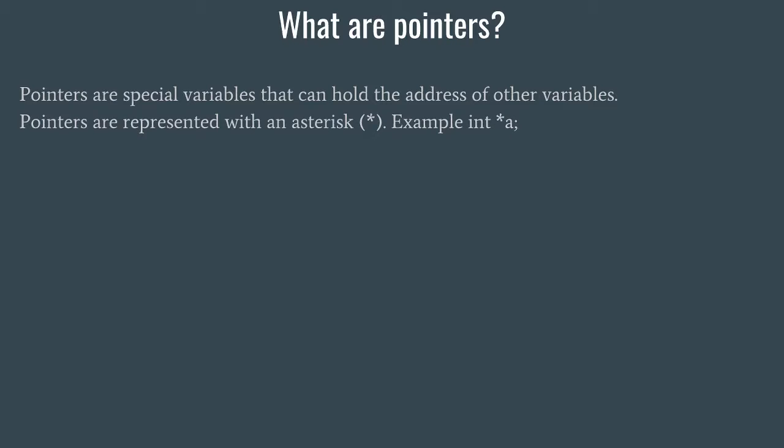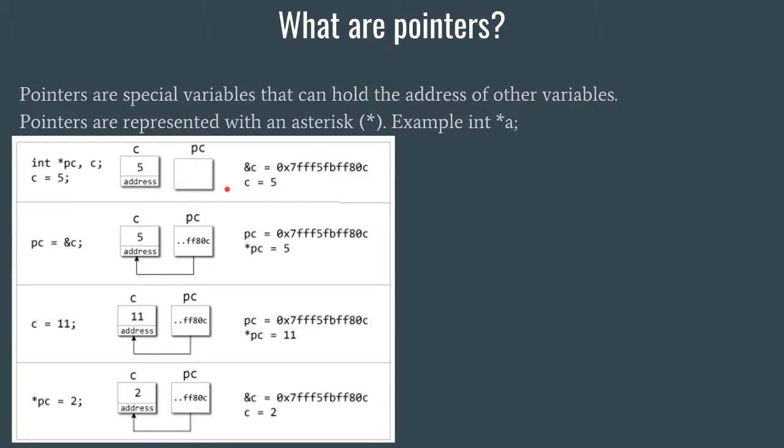So pointers are represented with an asterisk, that is int star a. It means that this a is a pointer variable which has a data type int. Okay, let's take a look at this example.